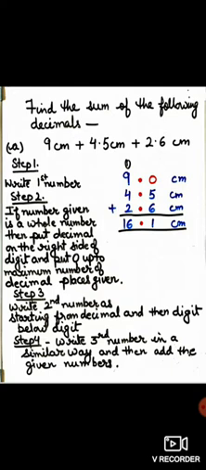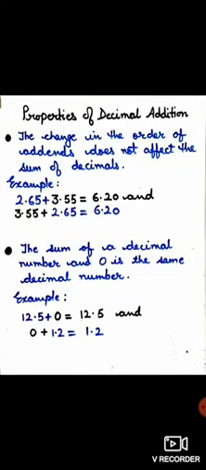Now we will write the second number starting with the decimal point, decimal below decimal. Then on the left side we will write 4, and on the right side we will write 5. Then for the third number we will first of all put decimal below decimal, then 2 on the left side and 6 on the right side. Now we will add all the numbers, and the answer we get is 16.1 centimeter. Now let us do the properties of decimal addition.